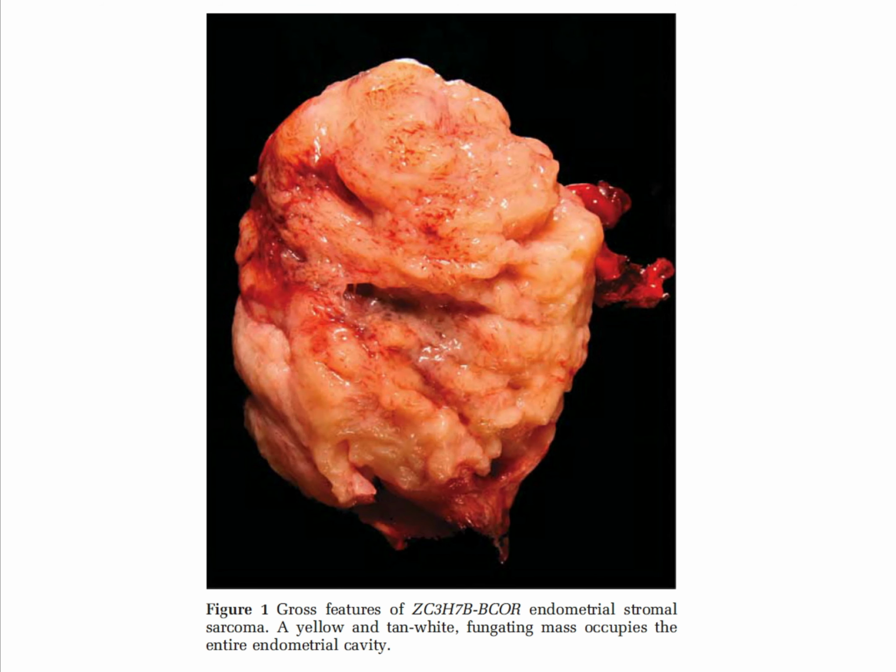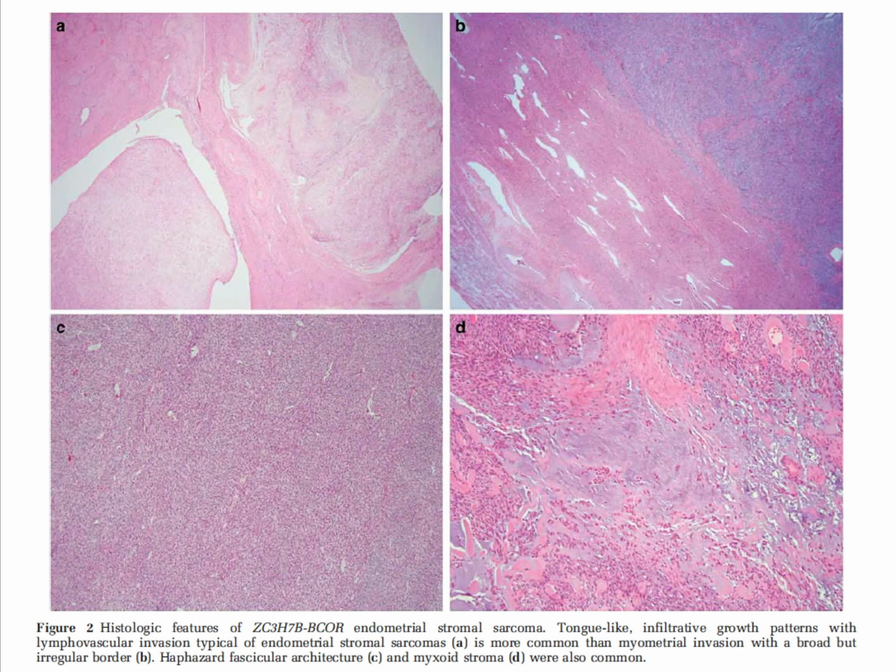This is a figure from their paper showing the features of this endometrial stromal sarcoma with a yellow, tan, white fungating mass which occupied the entire endometrial cavity. I think you can get a hint that we're in the whole endometrial cavity, although it's hard to tell. I think that might be a fallopian tube poking up in the sort of back right to the middle, and maybe one down in the lower corner as well. It's kind of hard to tell, but certainly this is a cut open uterus.